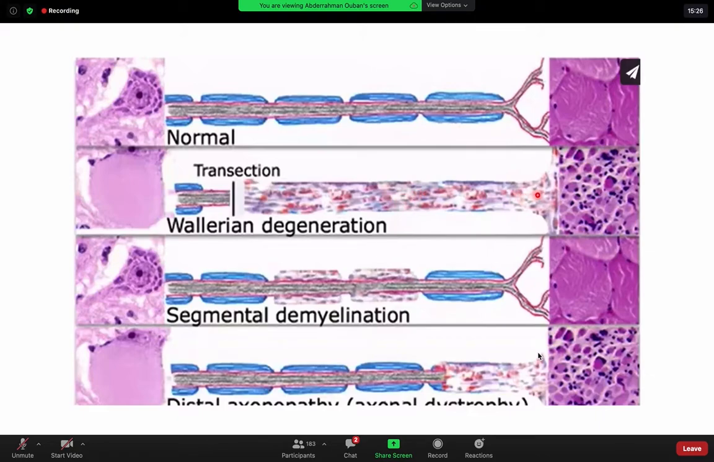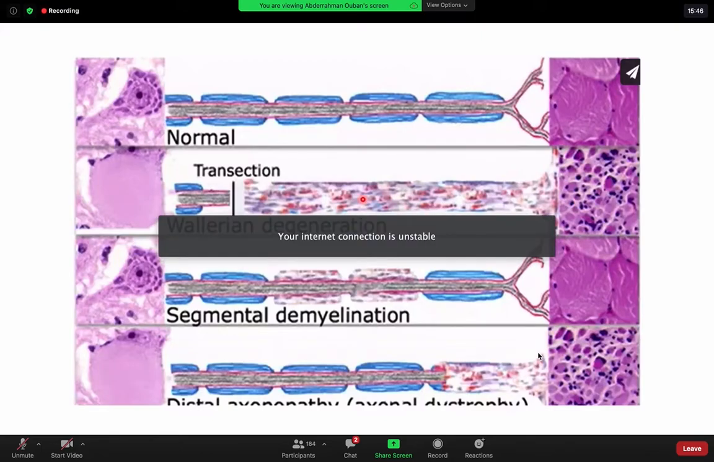And as a result of that, the connection between the nerve and the muscle, the neuromuscular junction, will also be degraded. And as a result of that, there will be muscle atrophy. Okay? So this is the second from the top, the Wallerian degeneration.